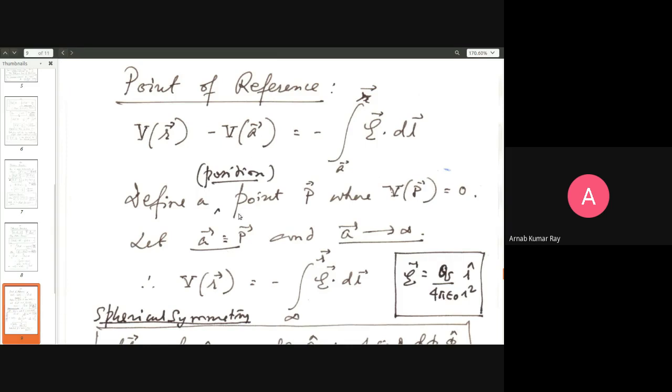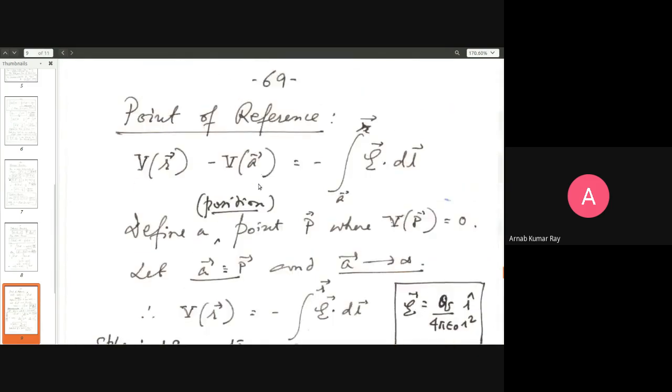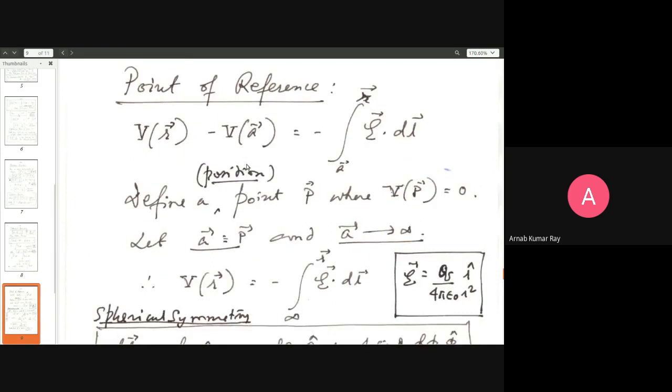Let that point A be the point P. This position A coincides with the point P, and let A go to infinity. Therefore, when A goes to infinity, V at infinity is equal to 0. We are making the point P go to infinity, and this will be equal to 0.